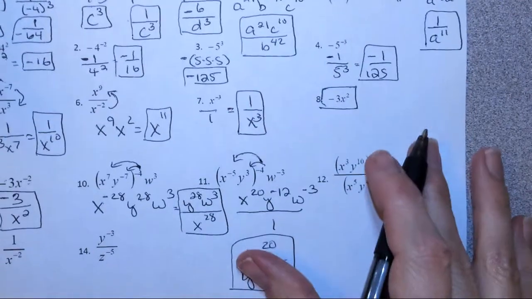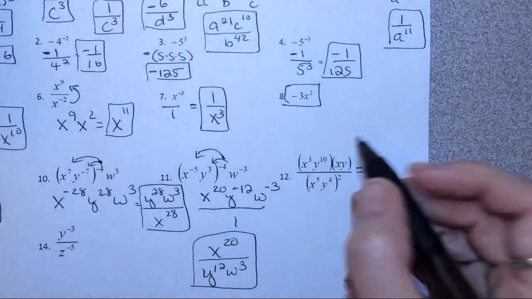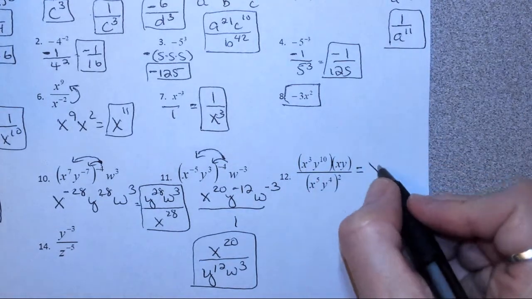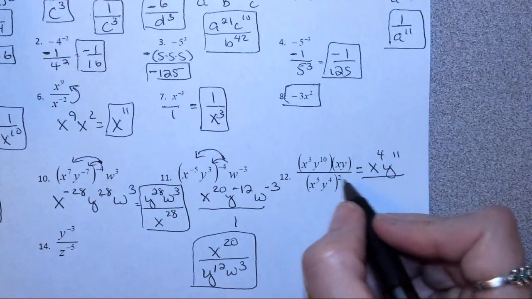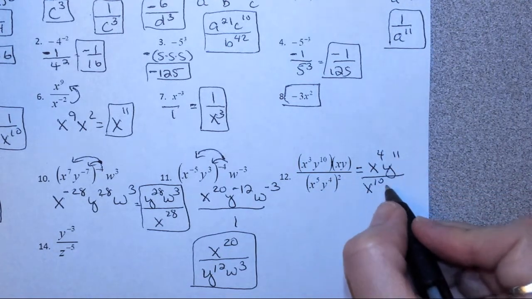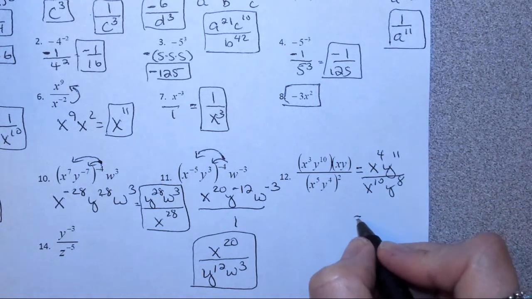Number 12 is a lot like number 8 on the top. So I'm going to multiply, and when you multiply, you add exponents. So x to the 3rd and x to the 1st is x to the 4th, y to the 10th and y to the 1st is y to the 11th. Down here, I'm going to multiply and get x to the 10th, y to the 8th. Now, because we're dividing, we're going to subtract.